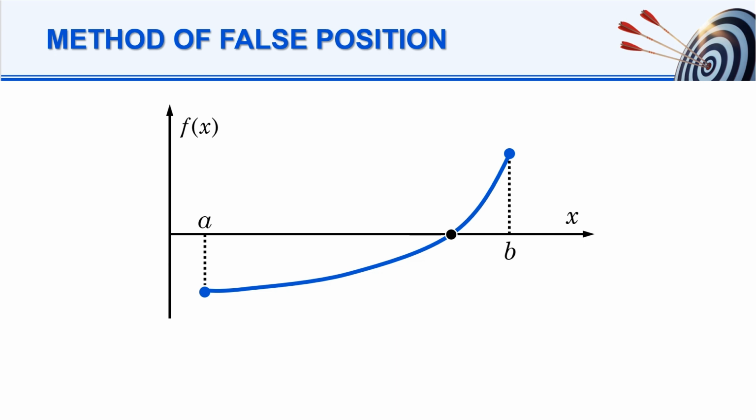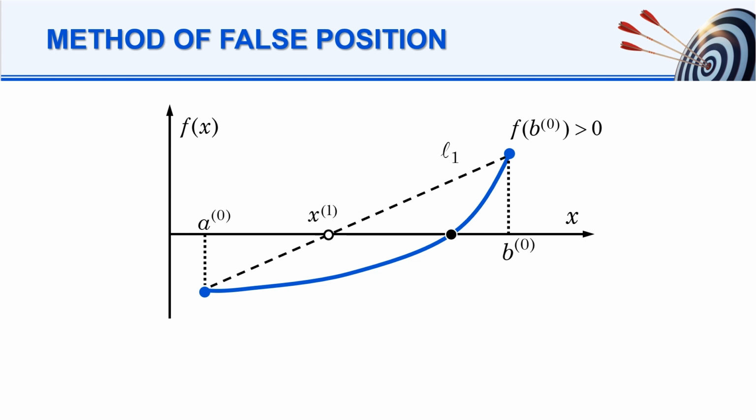Consider the function f(x) plotted in the interval a to b. We observe that the signs of the function values at the endpoints are opposite, that is, the function has a root in this interval. We then denote the interval endpoints with superscript 0 notation to indicate the initial values. Next, we connect the endpoints with a straight line, which intersects the x-axis. Even though it is far from the root, the intersection point is, yet, the first approximation to the root. The intersection point splits the interval into two unequal subintervals.